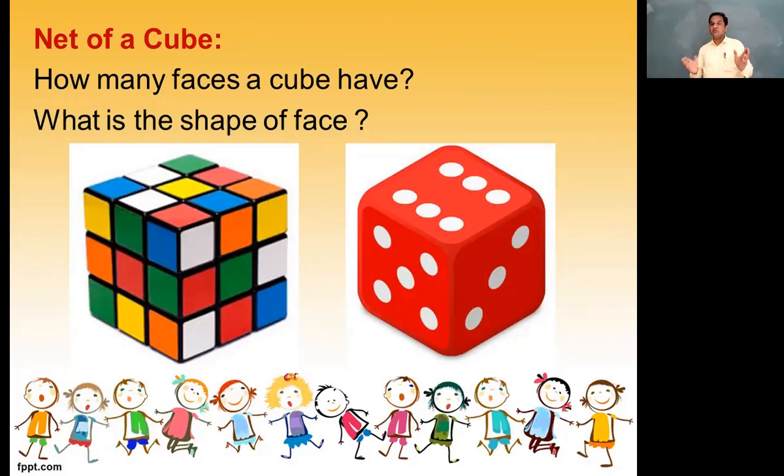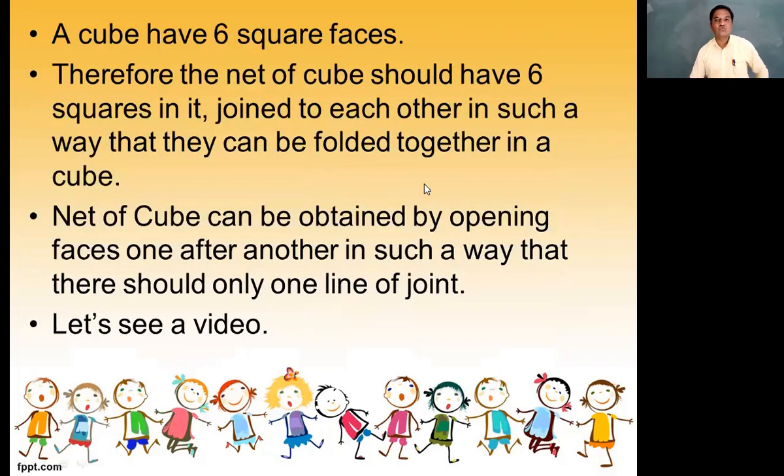Actually, how many faces does a cube have? A cube has 6 faces. And what is the shape of each face? The shape of each face is a square. So for drawing a net of a cube, we require 6 square faces. A cube has 6 square faces. Therefore, the net of a cube should have 6 squares in it, joined to each other in such a way that they can be folded together into a cube.